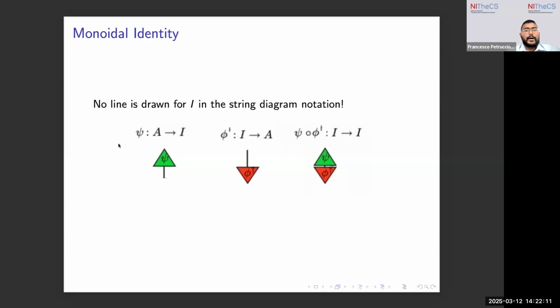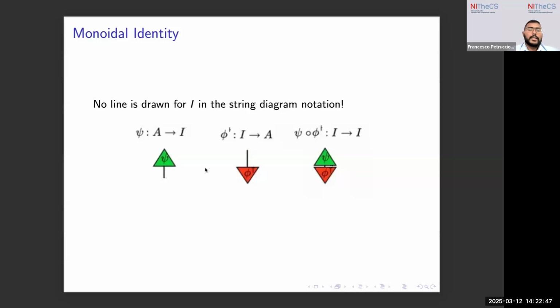And how would we then have string diagrams from a map A to I? So on the left picture here, we'd have psi going from the input A, which is not labeled here, to I. So the output needs to be I, but we said we don't draw I, so there's nothing going out of it. Similarly, we have a map from I to A given by this phi prime here. The input is I, so we don't include anything there, and the output is A.